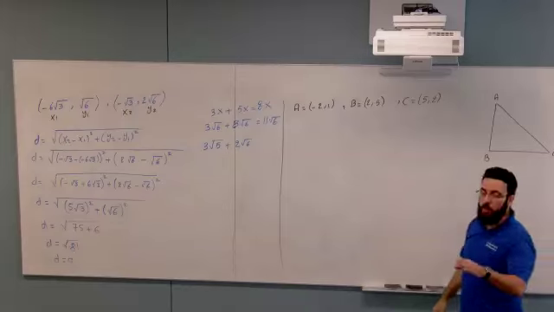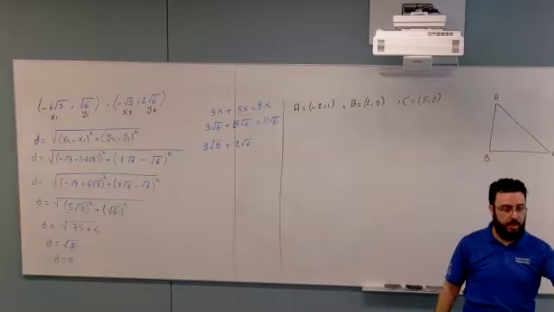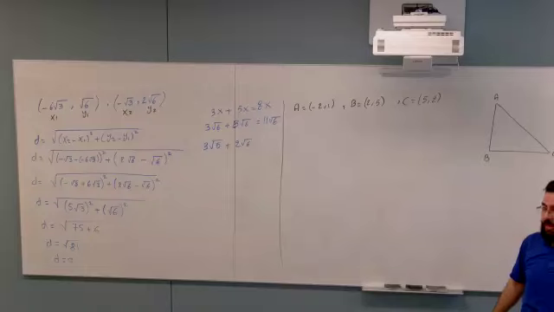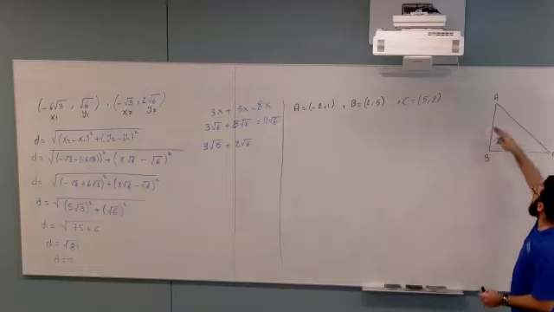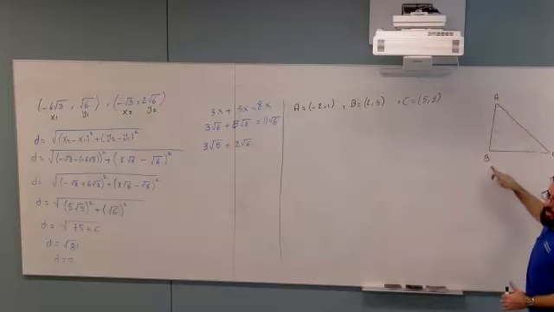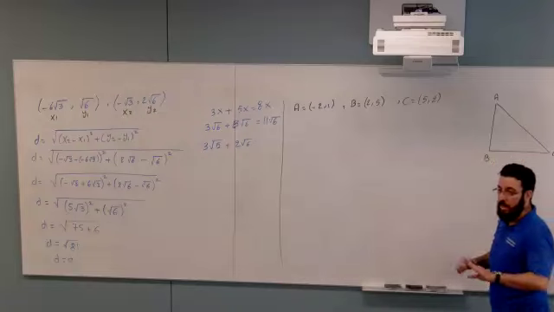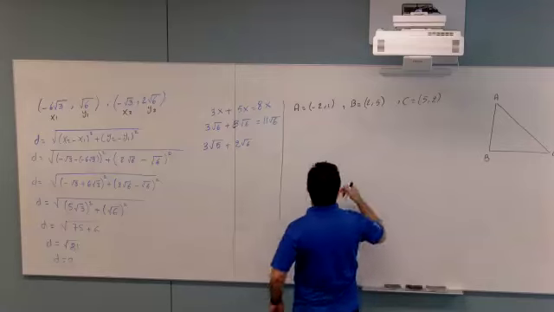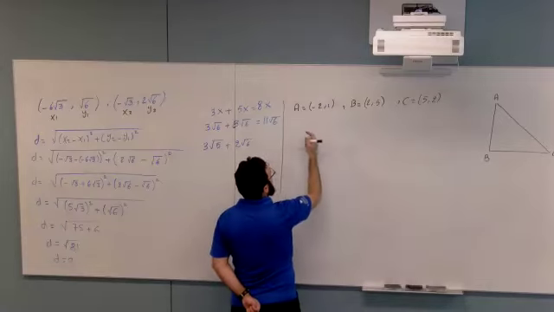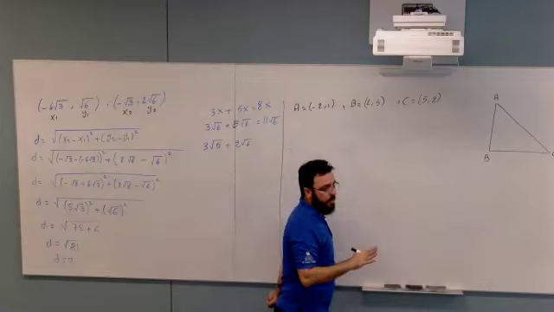Now, what they're asking you, prove that it's a right triangle. So we need to prove that, okay? That means I need to find the distance from here to here, from here to here, and from here to here. And I'm going to show you how to prove that. Okay. First of all, we're going to divide the work.